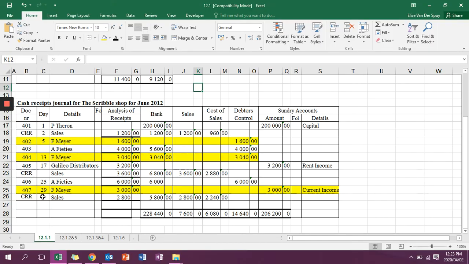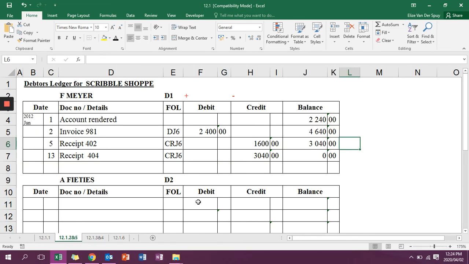Then on the 29th, we see F Mayo, and this is now for current income. It does not have anything to do with his credit. So it has nothing to do with him paying his debt or him buying on debt. All right, so therefore we're not going to do anything with that last transaction. And this is now your debtors ledger.